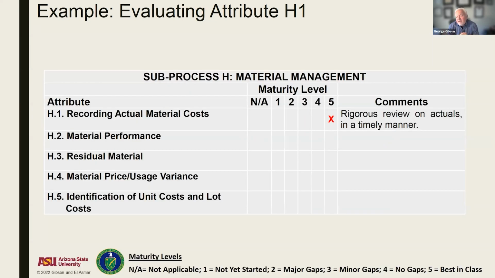So we took a look at our example, the previous example, and we felt like that it was beyond compliance. We're using that information to manage our project and program with all of our systems in place. And we put some comments in, rigorous review on actuals in a timely manner. Now, obviously, we would want to go through all 56 attributes here and see how we're doing on this. And so you'll see down along the bottom here, we consider that best in class. It could have been a 4, it could have been a 3, and so on and so forth as we kind of move forward. Next slide, please.